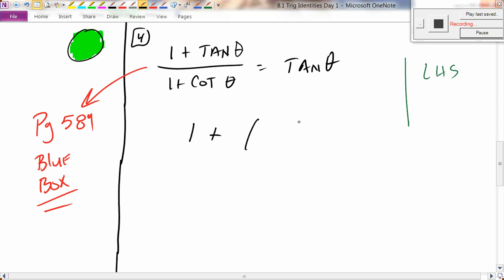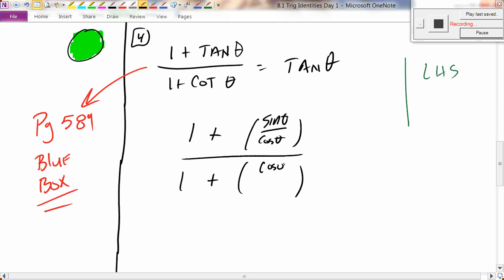What is it? Sine theta over cosine theta divided by 1 plus, what's cotangent? Cosine theta over sine theta. All right, good. And then equals on the other side. All right, great. Doing good so far.